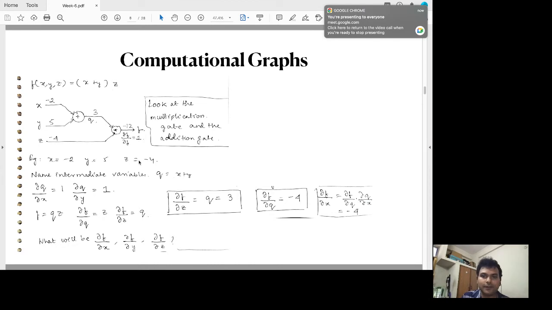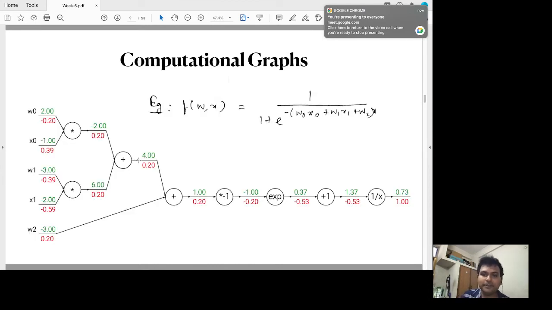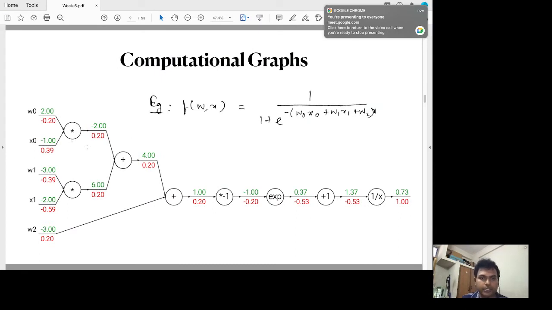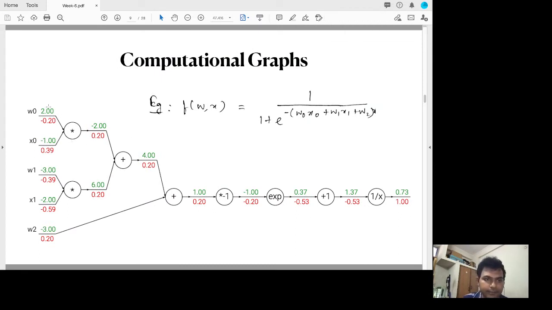Okay, so now let's go on to a more complicated example. This is taken from a Stanford lecture which is quite famous. So now this is a more complicated example. Here we have w0, x0, w1, x1 and w2. We have 3 w's and 2 x's, and we compute the function 1 by 1 plus e to the power minus (w0 x0 plus w1 x1 plus w2). This is the particular function we are talking about. Don't consider the green and red values as of now, just look at the graph.